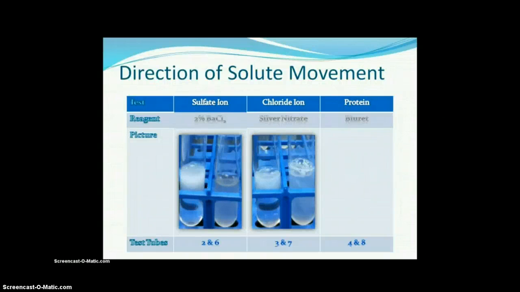So here are the other tests that we performed. We tested for sulfate ions on tubes 2 and 6 with 2% BaCl2 solution, and that's the picture comparing the two tubes. And we tested for chloride ions on test tubes 3 and 7 with silver nitrate. Last but not least, we performed a protein test using Biuret reagent on test tubes 4 and 8. Instead of a picture, we actually have a video comparing the two tubes.